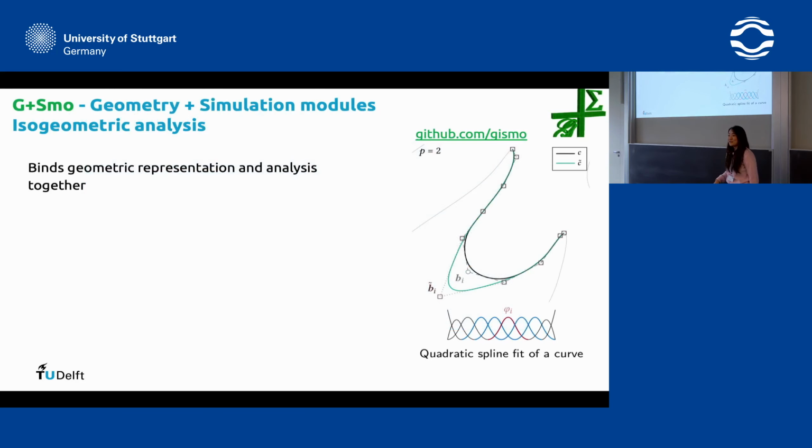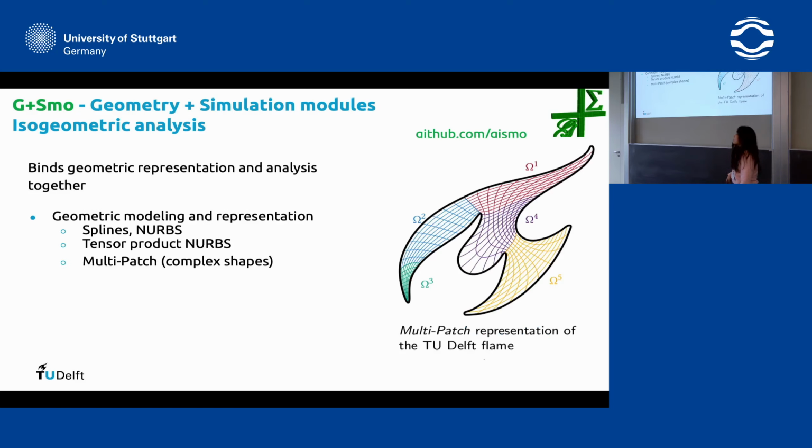Yeah, a short introduction to G+Smo. G+Smo is an IGA-based structure solver, which gives you these geometry features and also the analysis modules. So basically, from our library you can get geometry modeling and a representation with NURBS, splines. We also provide complicated geometries like multi-patch. Then once you get this patch, you can do this solid mechanics analysis in the same library.